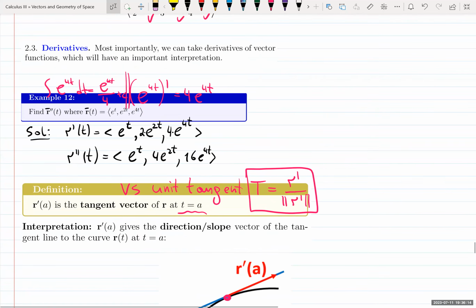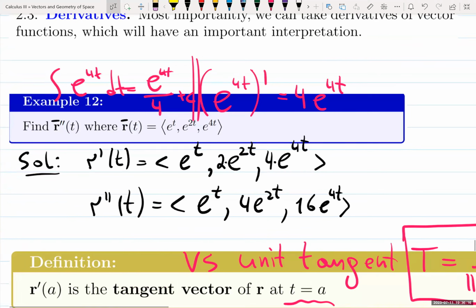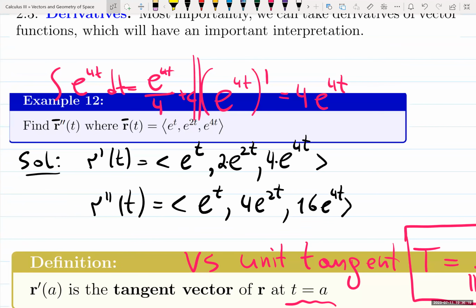Yeah, this is the question I want to show. But first, let's just practice derivatives and chain rule. Check it out. So write down the example. Find the second derivative where r is e to the t, e to the 2t, e to the 4t.